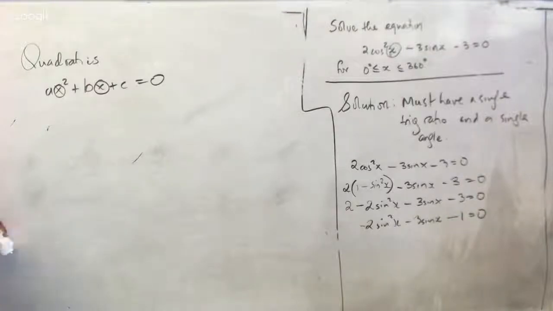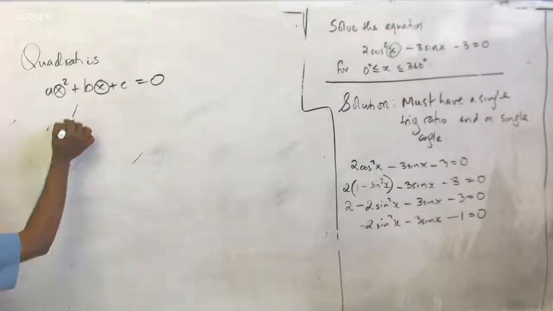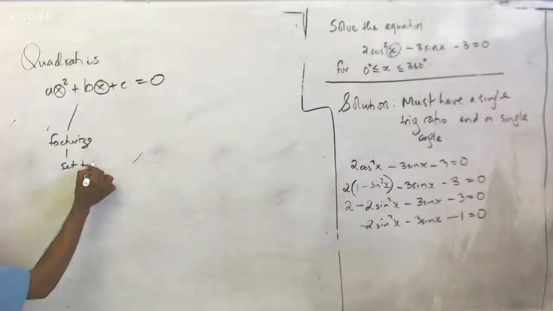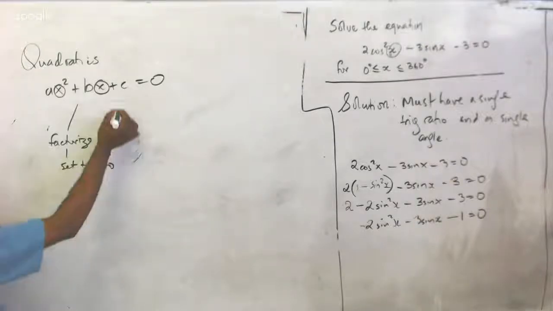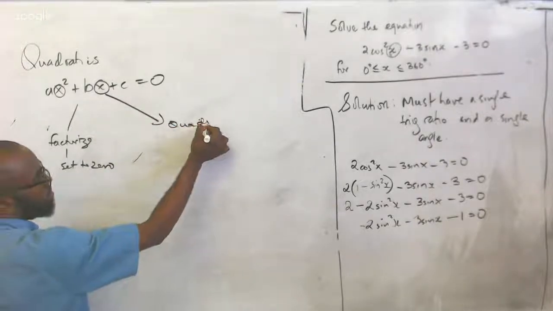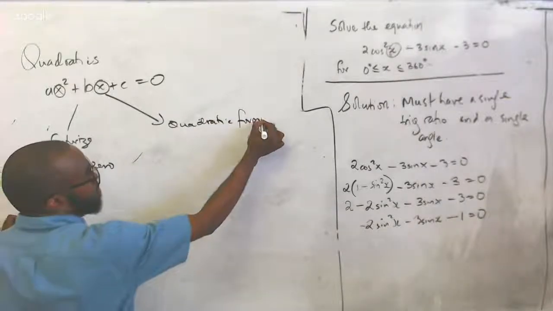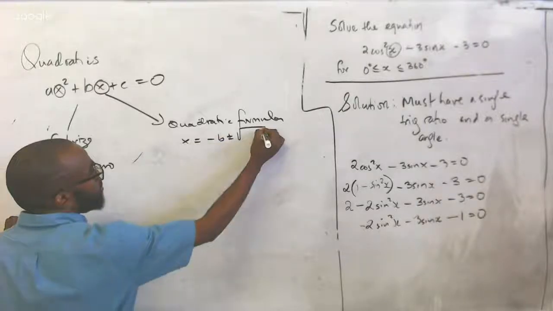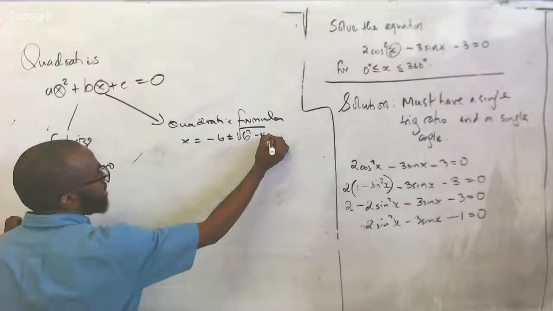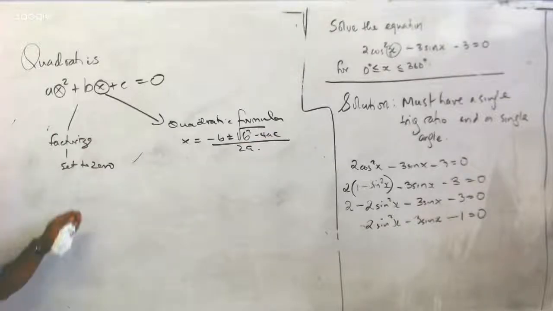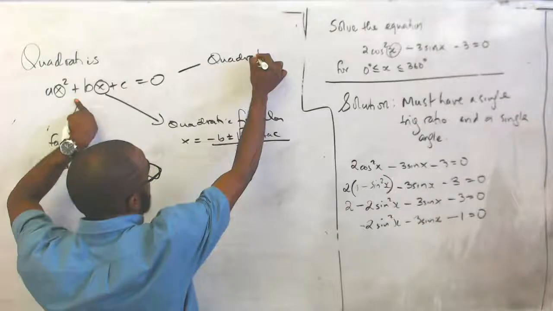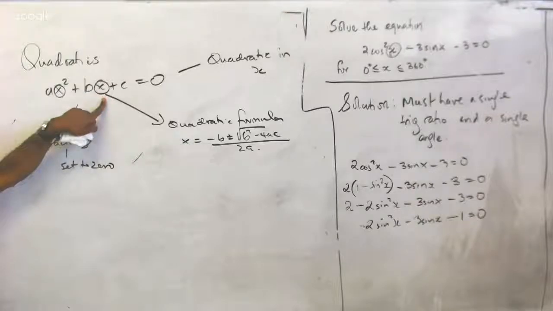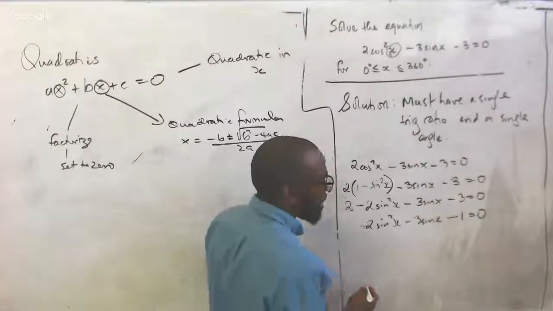That's all. And when I'm solving this for x, I can either factorize and set to 0, or I can use the quadratic formula. That's all. The quadratic formula would have been x equals minus b plus or minus the square root of b squared minus 4ac all over 2a. That's all. This was a quadratic in x. We say this is a quadratic in x because x was being squared and x was sitting by itself. In this case, it's a quadratic in sine.